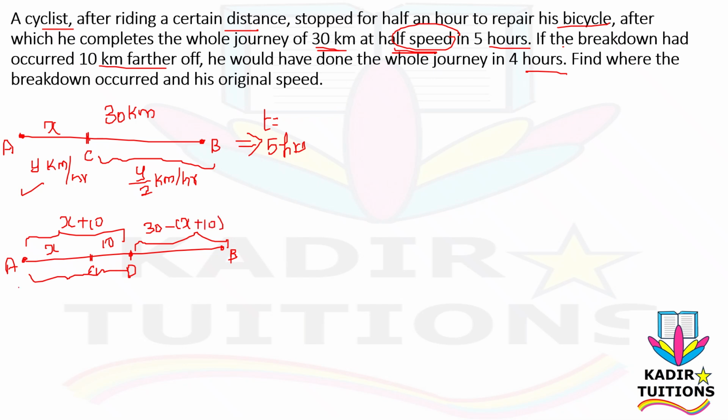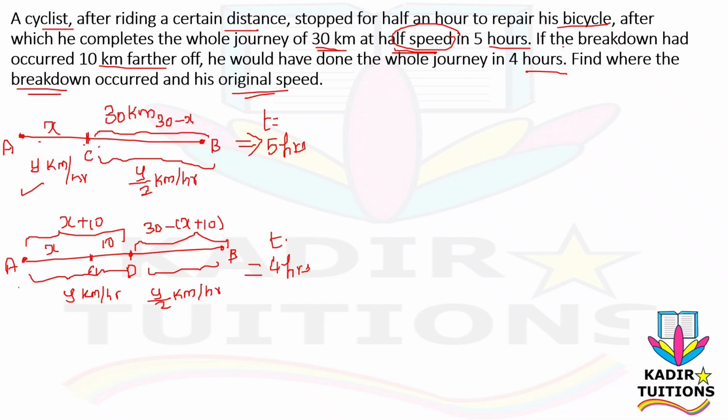From A to D he is moving with the speed of y kilometers per hour, and from D to B he is moving with half of the speed, that means y by 2 kilometers per hour. Over here we did not write C. From C to B what is the distance? It is 30 minus X, because A to C is X, then C to B is 30 minus X. In the second case, when the breakdown occurs 10 kilometers farther, the total journey is completed within 4 hours. So these are all the given information. With this we are going to frame the equations and find the two unknowns: where the breakdown occurred and the original speed.